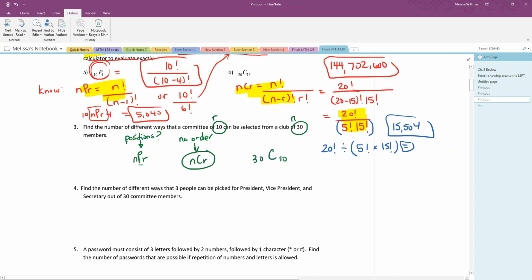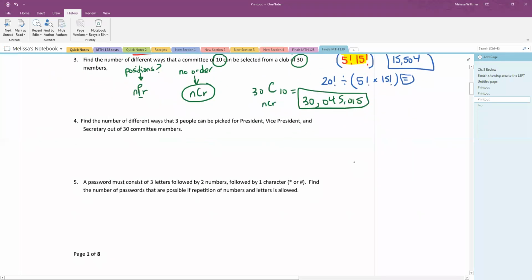30C10. So the bigger number always goes on the left. And I'm not going to write out the formula. I'm just going to use the NCR function on my calculator. So if you do have questions about how to type that in without having to work out that long formula, let me know, because you'll need to be able to use that for your test.